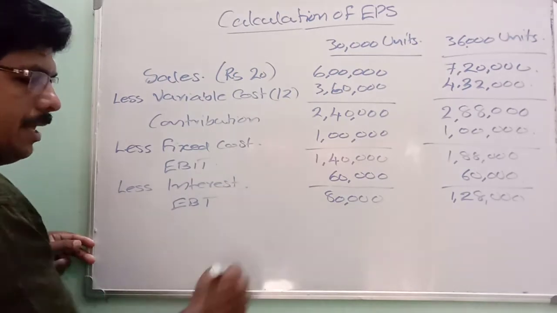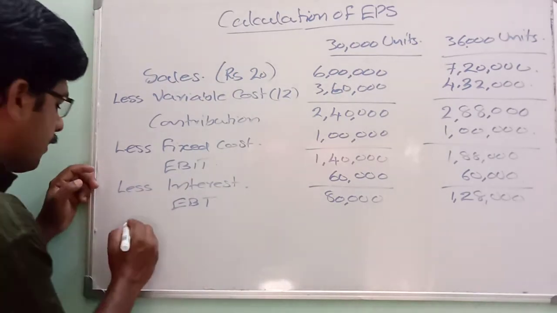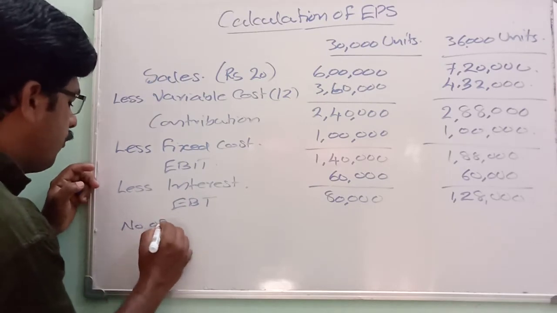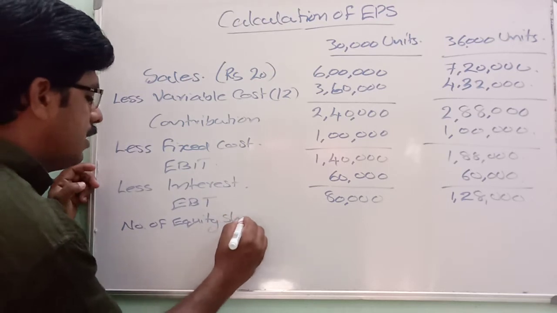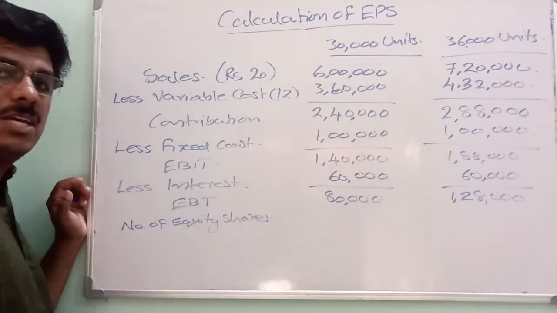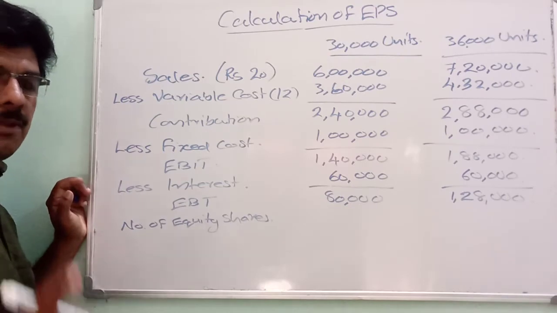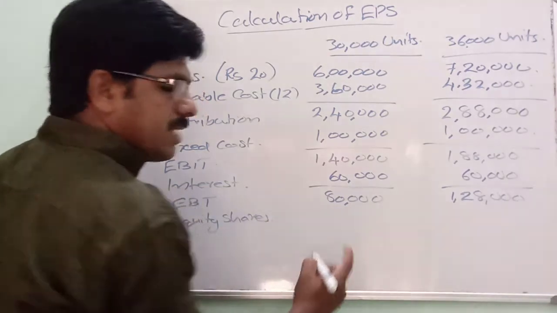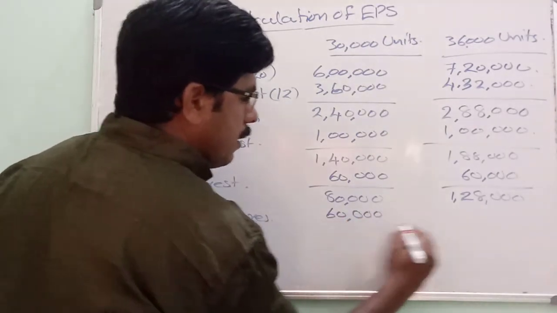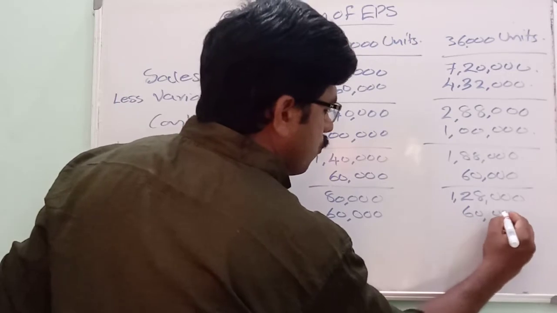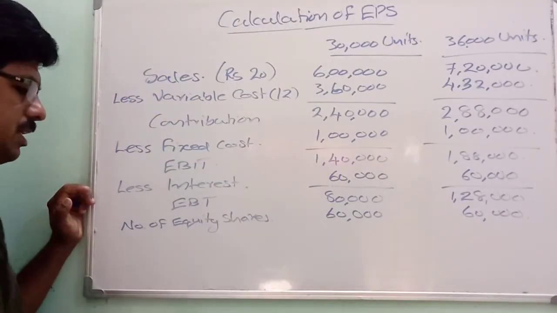Then to calculate EPS, we need to see the total number of shares. Number of equity shares is given in your question: equity shares of rupees 6 lakh, shares of rupees 10 each. Therefore, number of equity shares is 6 lakh divided by 10, that is equal to 60,000. In these two cases, the number of equity shares is the same, 60,000.